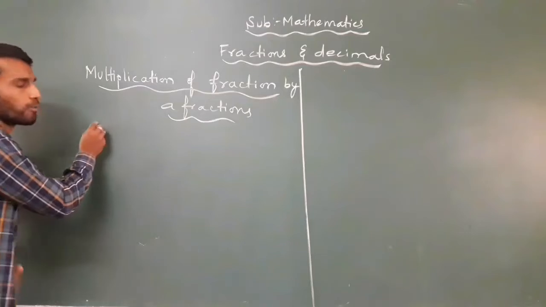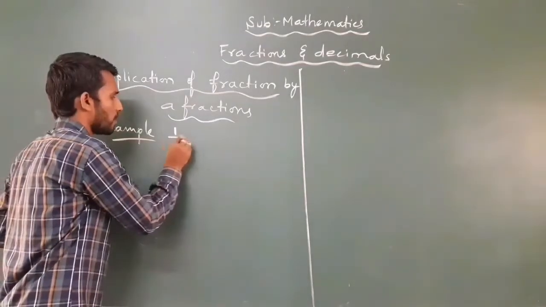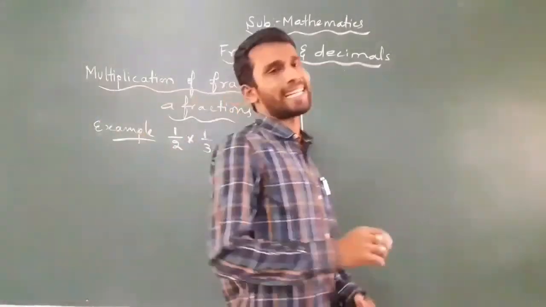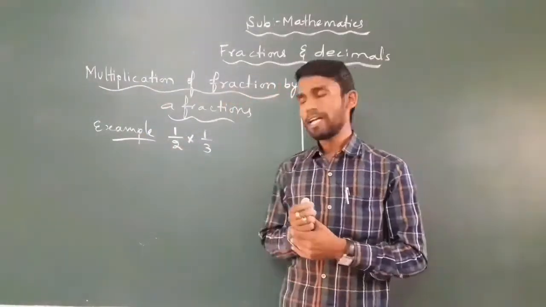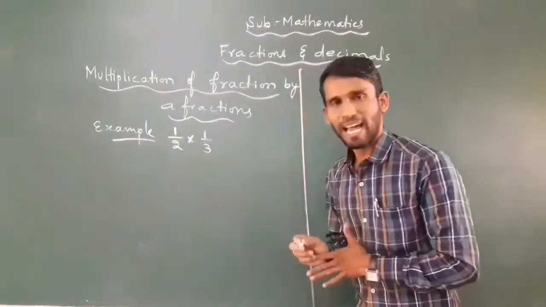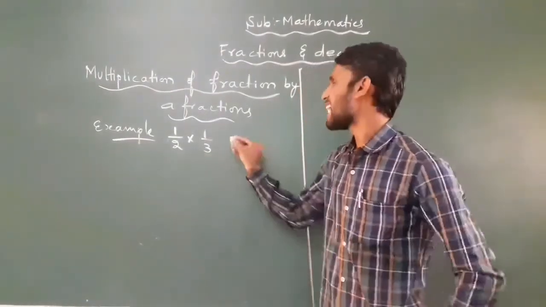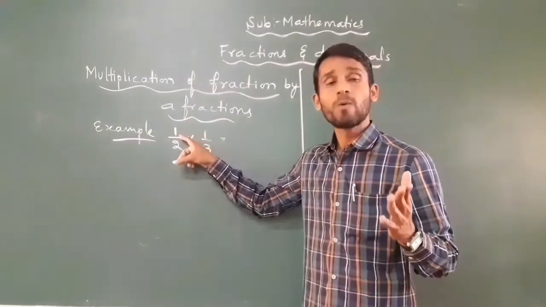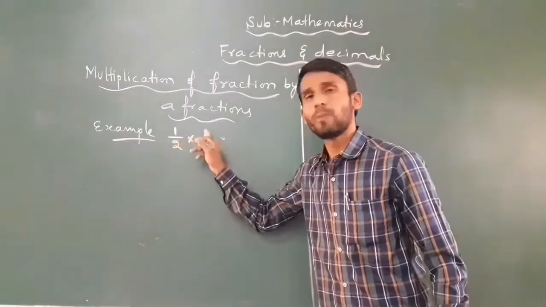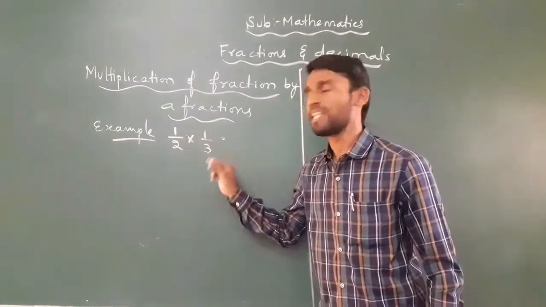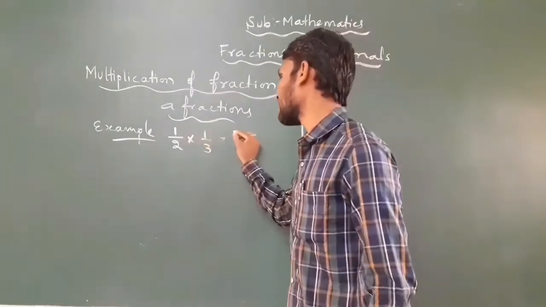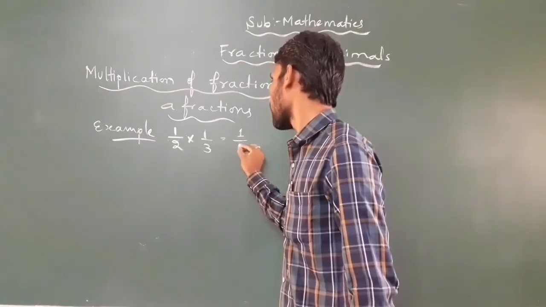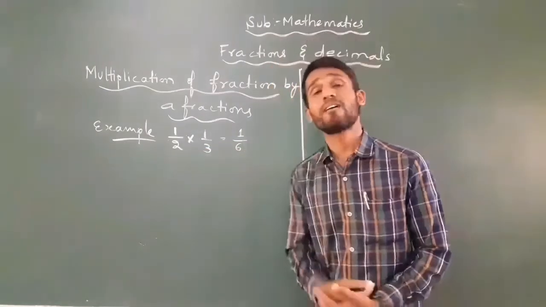See, dear students, I am taking an example: 1 by 2 into 1 by 3. I took two fractions, 1 by 2 into 1 by 3. When we multiply these two fractions, we get 1 into 1. When we multiply a fraction by a fraction, we have to multiply numerator by numerator and denominator by denominator. So 1 into 1 is 1, 3 into 2 is 6. Okay, 1 by 6 is the answer.